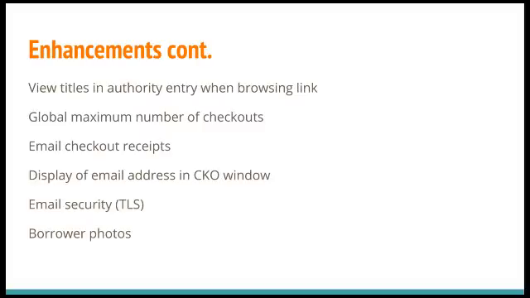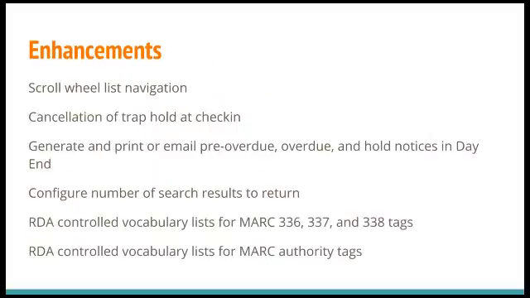And some of the things like the global maximum number of checkouts are going to require conversations among people, because we're in a consortium, and it's not just, hey, let's pick a number and hope that's okay. We actually have to talk about some of this. But if you back up one slide, Donovan, I will tell you I've heard nothing but good things about the scroll wheel list navigation. So that great 1992 technology, we're finally catching up.